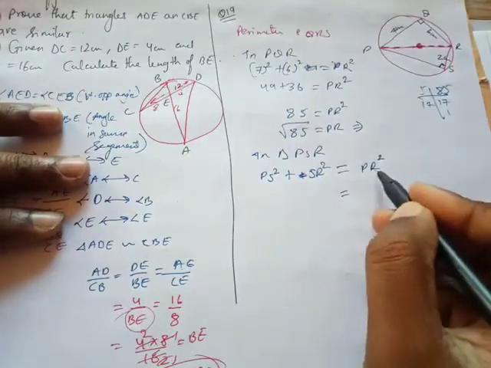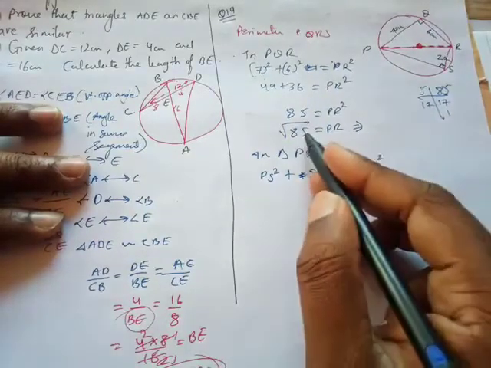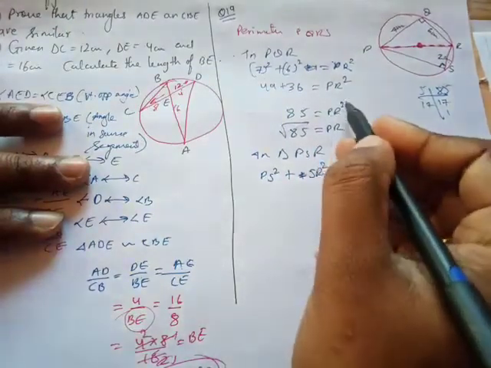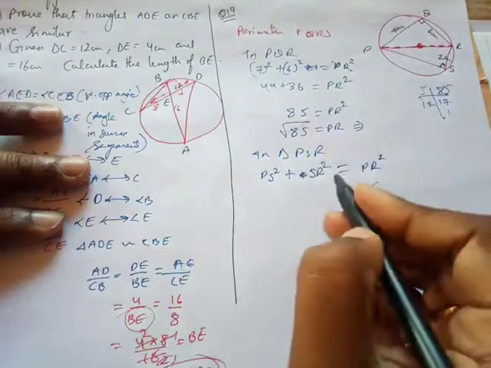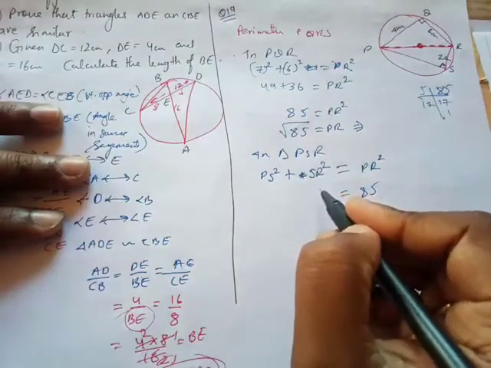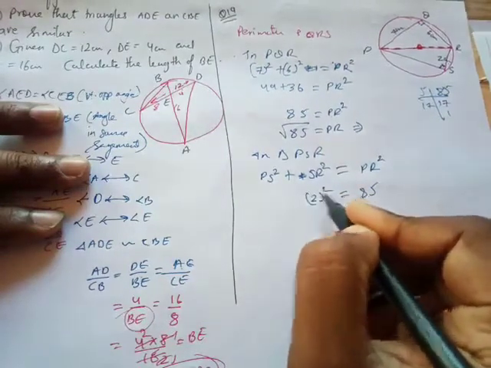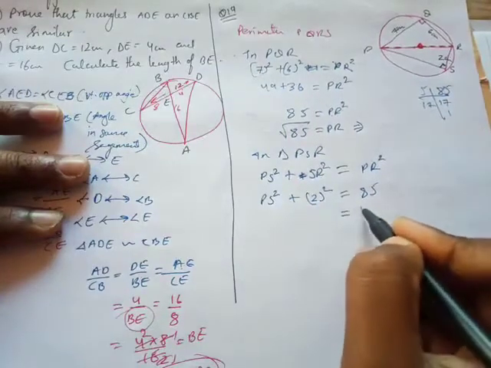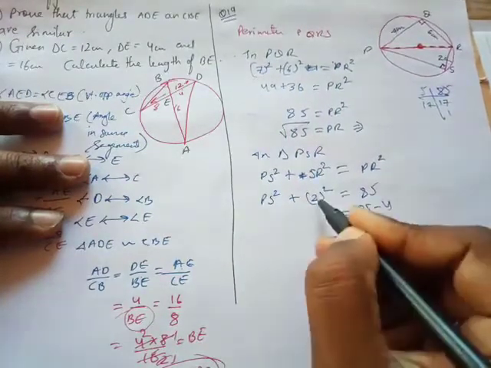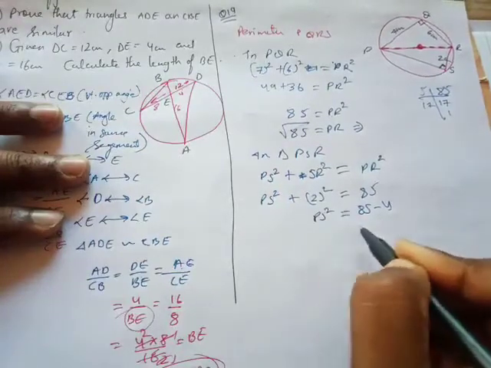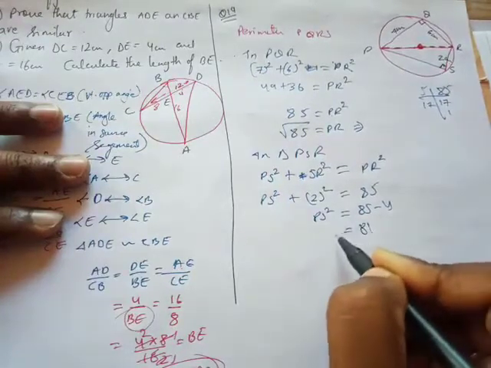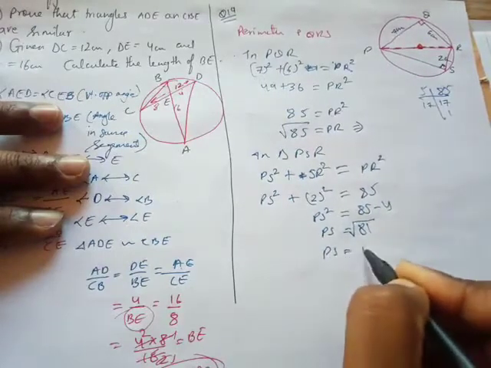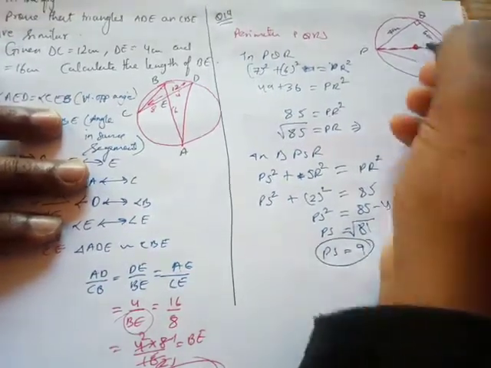Now PR I already know. PR square is 85. I'll just write it down like that. SR is 2, and I'll square the 2, and I don't have PS square. So what I'll do, 85 minus 4, and PS square will be what's left. So what's left with me? 81. So PS stays like this and the square root goes to the other side. So PS will be 9.